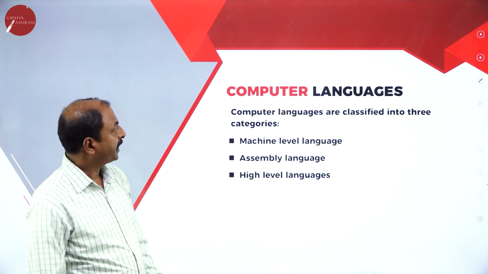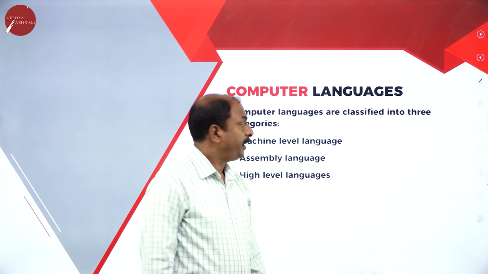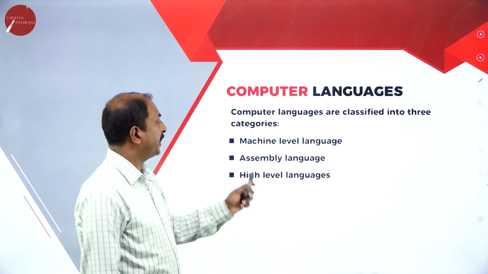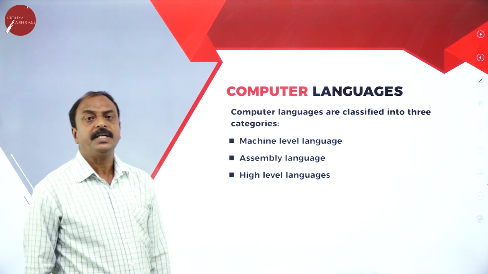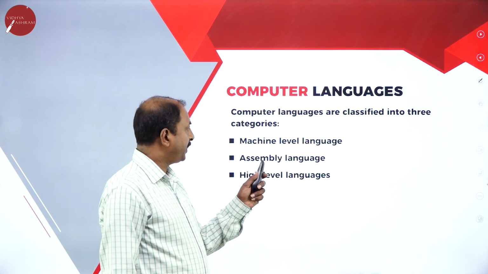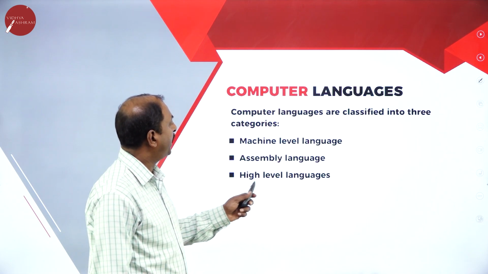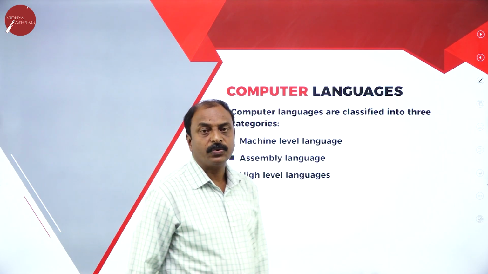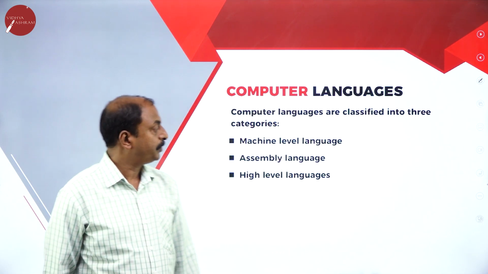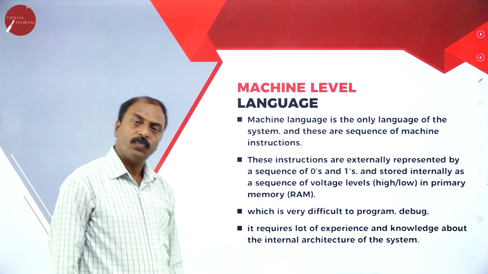Now let us move on to the next slide. Generally, computer languages are classified into three categories. So here, there are three types of computer languages. They are machine level language, assembly level language, and high level language. So there are three levels of computer languages which a computer can understand. Now let us see these one by one.